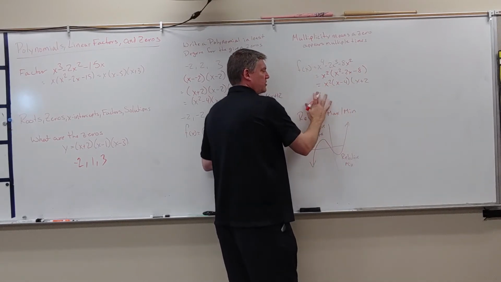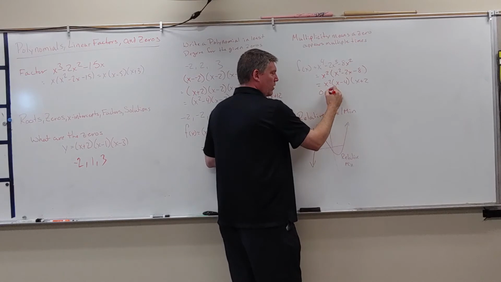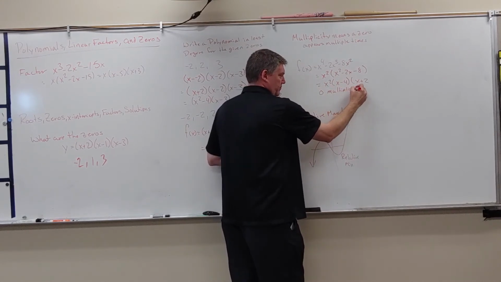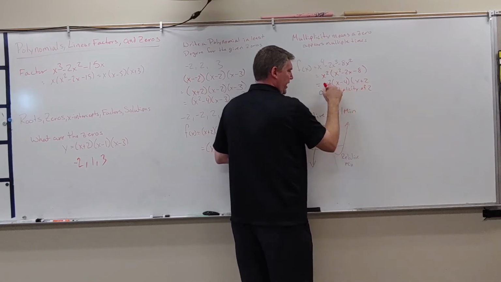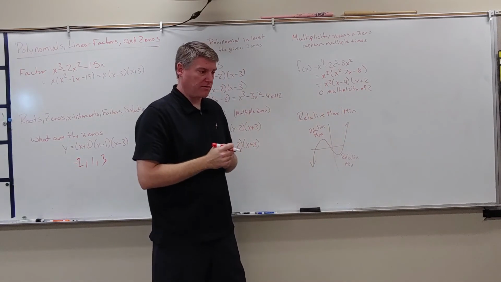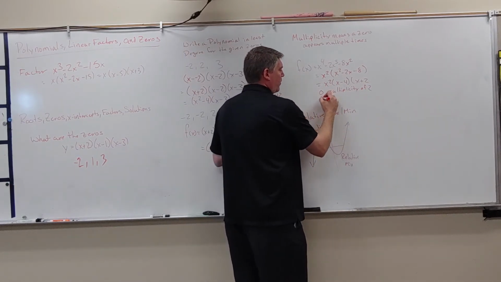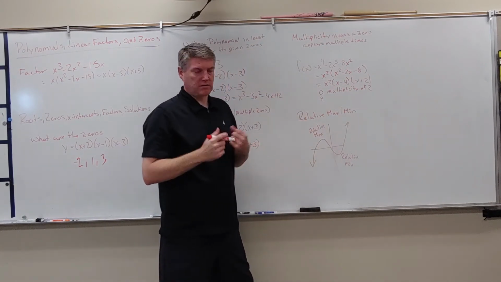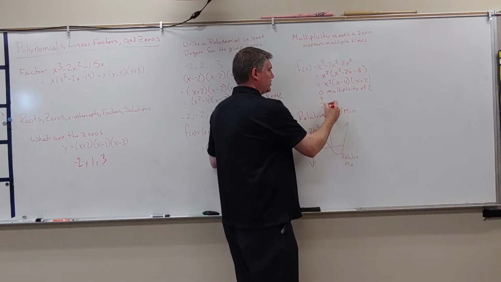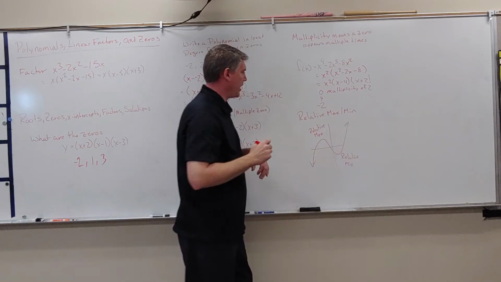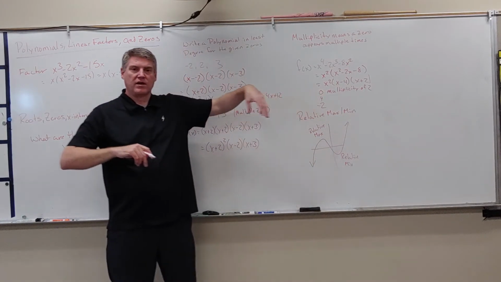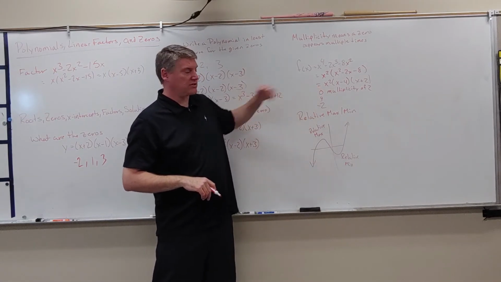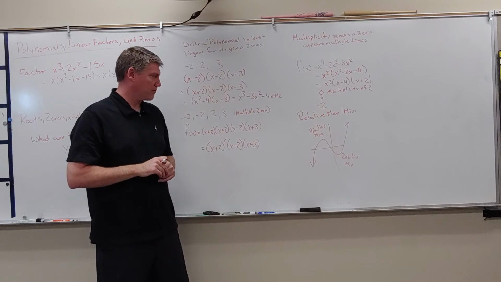And so now my zeros are 0 with a multiplicity of 2, because it's x squared. Then I have 4, and I don't write multiplicity of 1. And then I have negative 2. So my zeros of this function are 0, 4, and negative 2, and 0 has a multiplicity of 2.